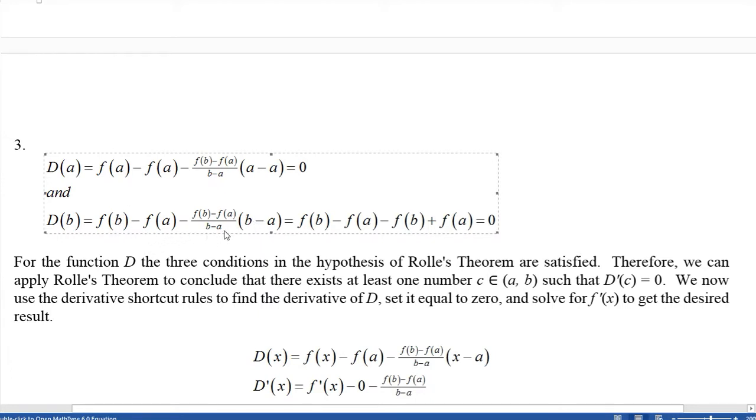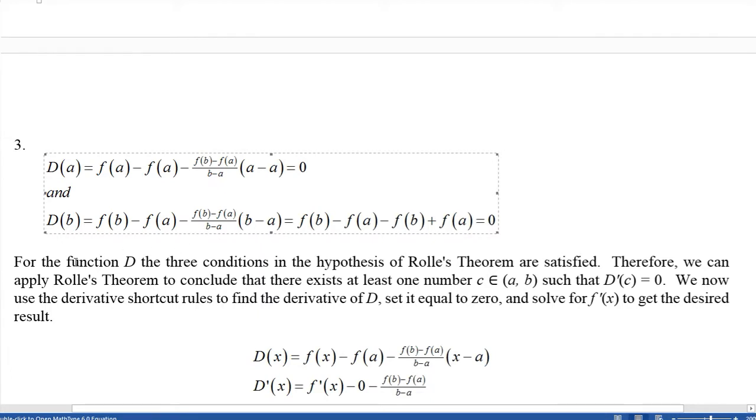Okay, let's see what we get here. Look at this last part here. b minus a over b minus a cancels. And so then we have a minus here, which we're going to distribute. So that makes minus f(b) plus f(a) here. And we still have these first two terms. But then these terms cancel out. That f(b) and that minus f(b) cancel. This f(a) and that minus f(a) cancel, and you get 0. So D(a) equals D(b), which equals 0.